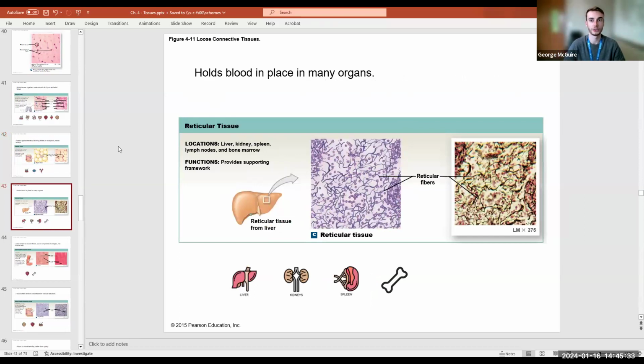And then our last loose connective tissue is reticular. This is going to be basically anywhere where there is blood, holding those vessels in place within those organs. You can see we have a web of those reticular fibers, right, to resist stretch and tension from multiple directions.